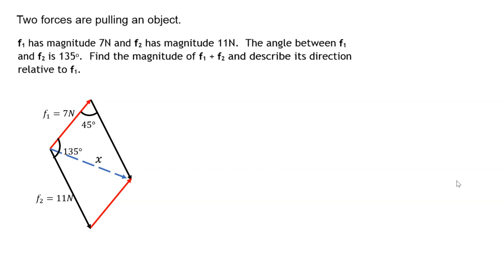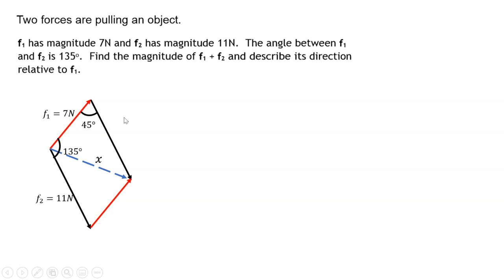Two forces are pulling objects. So again, same kind of question. We're going to go about it a different way now, because now we're giving the angle between those two forces. So F1 has a magnitude of 7 newtons. That's this line right here. F2 has a magnitude of 11 newtons. That's this line right here. The angle between F1 and F2 is 135. Find the magnitude of F1 and F2 and describe its direction relative to F1.